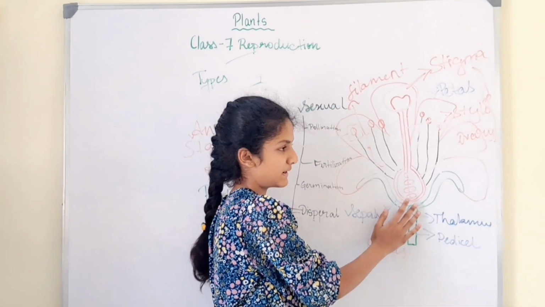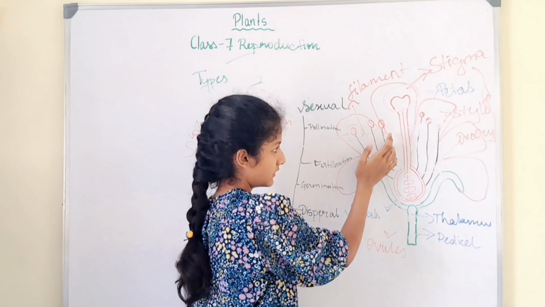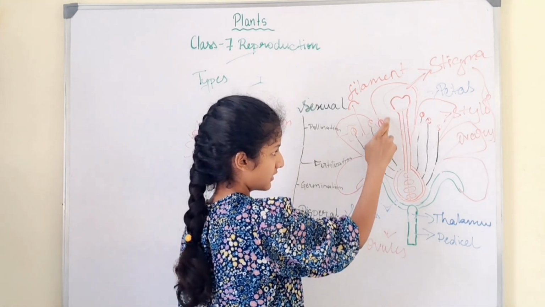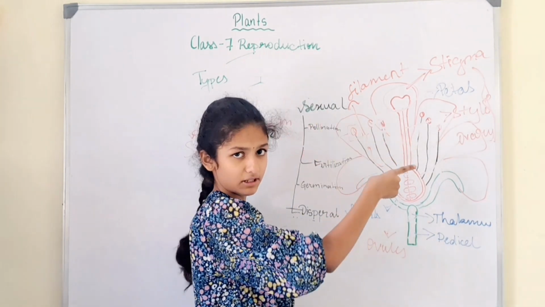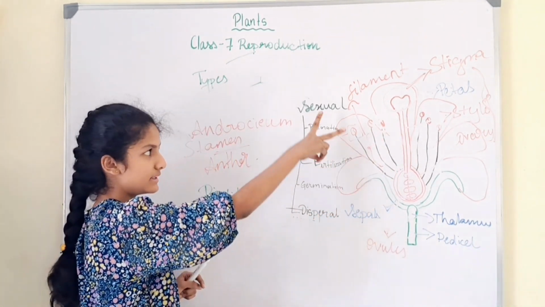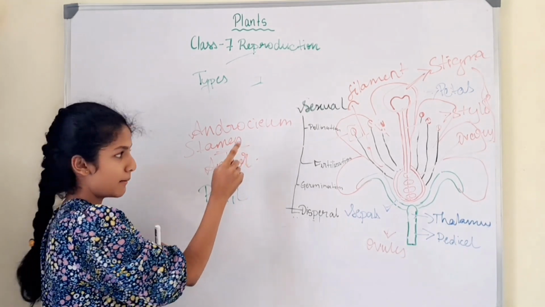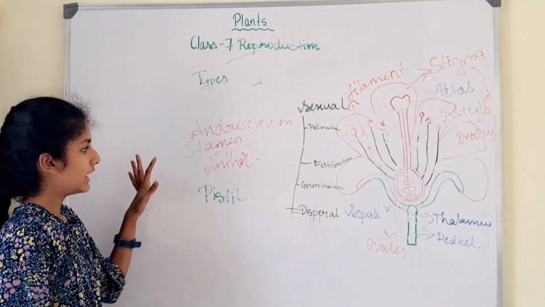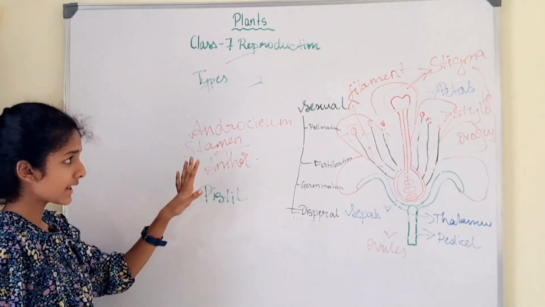We completed this part. Let us go to the male reproductive part. The male reproductive part consists of the anther, which contains pollen sacs. After that, we have the filament. Filament and anther together are the stamen, the male reproductive part. Now that we know all the parts, let us see pollination.